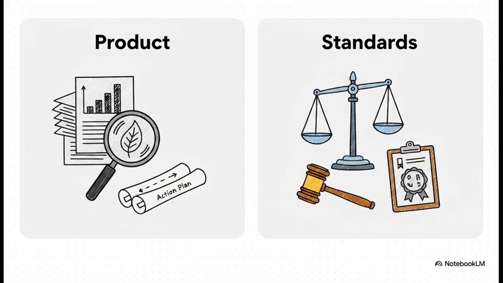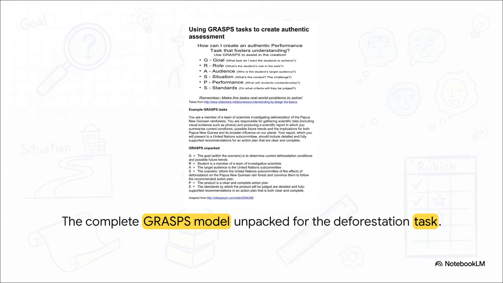The product they are tasked with creating is a scientific report and a clear, complete action plan. The standards dictate that their recommendations must be detailed and fully supported, judged as if by that UN subcommittee. This means your students know exactly how their high-quality performance is going to be evaluated before they even start. And this brilliantly illustrates how the entire scenario cleanly fits into the GRASPS frame. Goal, role, audience, situation, product, and standards, all of it working together.